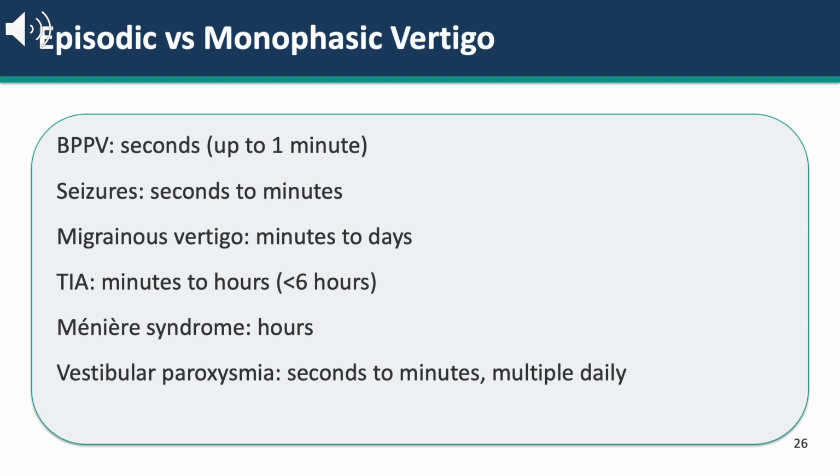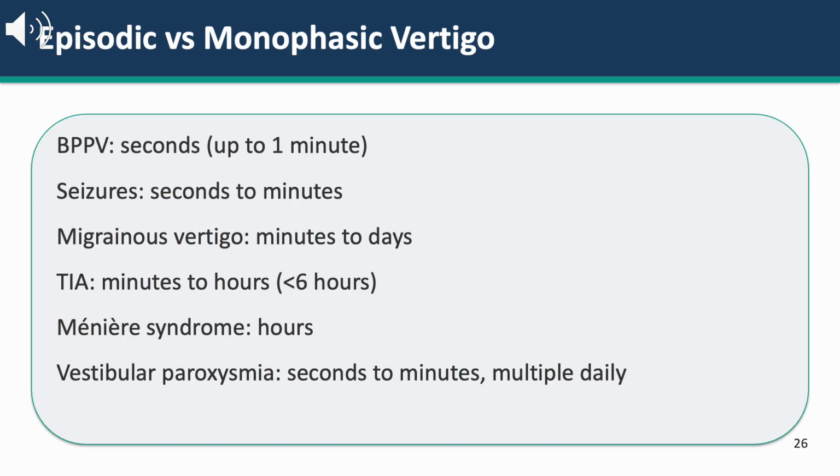The duration of vertigo episodes is one of the most important diagnostic clues. Episodes of benign paroxysmal positioning vertigo last seconds up to a minute. Seizures generally last seconds or minutes. Migrainous vertigo may last minutes to days. Transient ischemic attacks last minutes to hours, up to a day by definition, but generally less than 6 hours. Attacks of Meniere syndrome last hours.